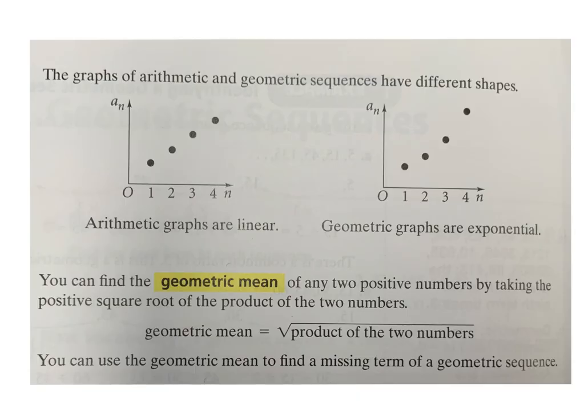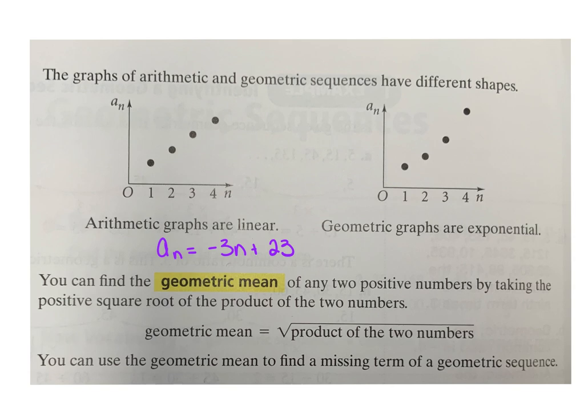The graphs of arithmetic and geometric sequences have different shapes. Arithmetics are linear. So when I did the explicit formula for this last one that we just did, a sub n equals, what was it, -3n plus 23, something like that, right? That should look familiar. That should look like mx plus b. Does that not look like an mx plus b formula? There's a reason. It actually forms a line.